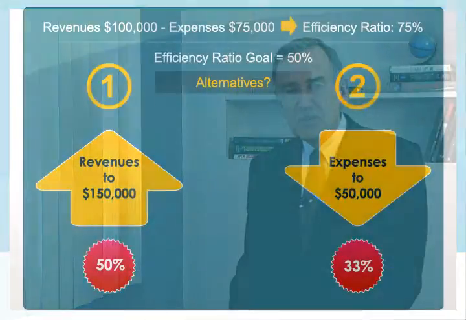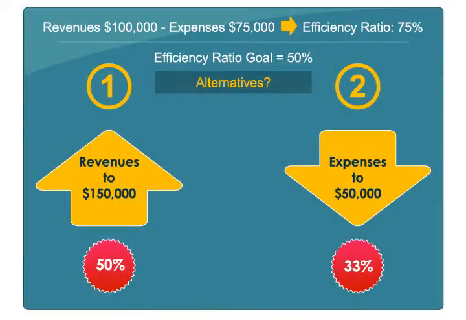for that same period. In the graphic that you've got here, you see we have revenues of $100,000, we have operating expenses of $75,000, therefore the efficiency ratio is 75%. Now let's just say, for example, that the board determines they have a goal of an efficiency ratio of 50%.